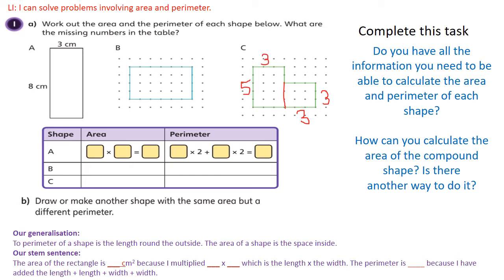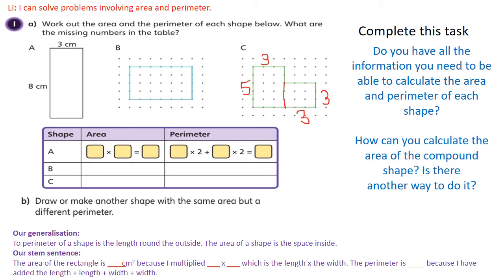C is not so easy because C is called a compound shape. So C is where two rectangles have been put together to make a bigger shape. So what we have to do is split our compound shape into two rectangles. And then as you can see that I've done on the screen, you then count the number of squares in each rectangle. So first of all, let's work out the big rectangle.